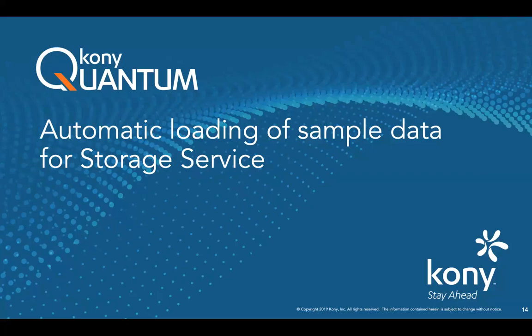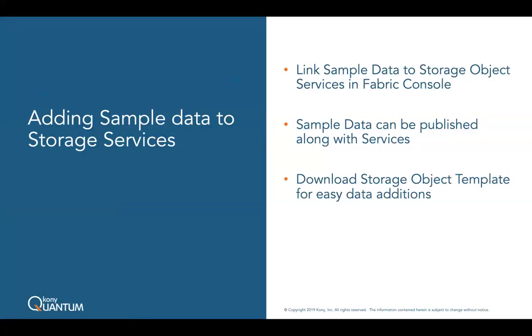And next we look at another convenience feature that has been built in, which is the ability to automatically load sample data for the storage service. The storage service is the default data storage service that has been available in Fabric since day one. So it is the inbuilt database where you can store whatever data you want to view from the app. And earlier you had to manually add the data from a CSV external to the publish flow.